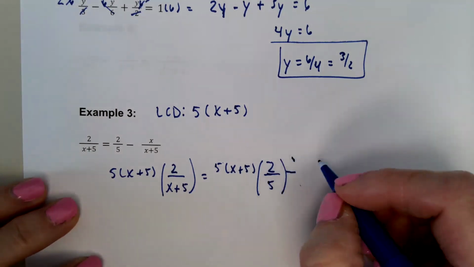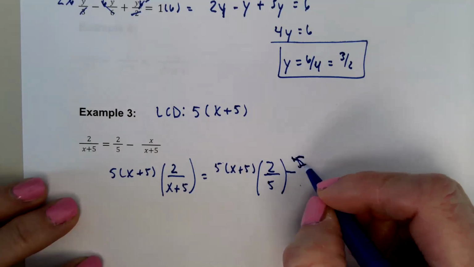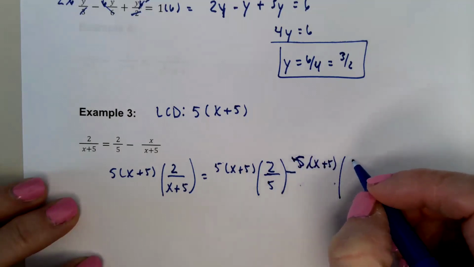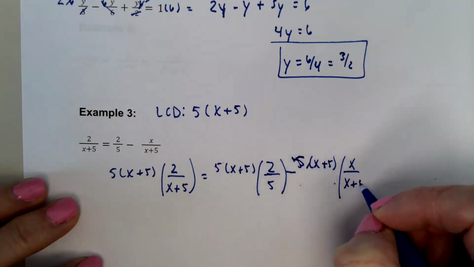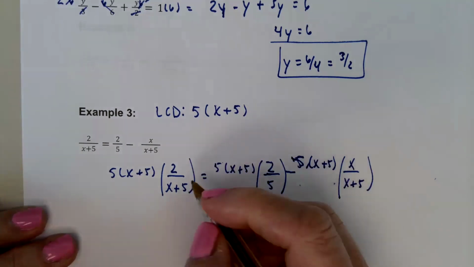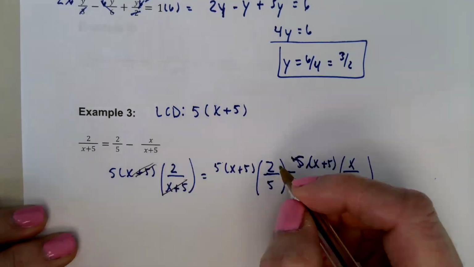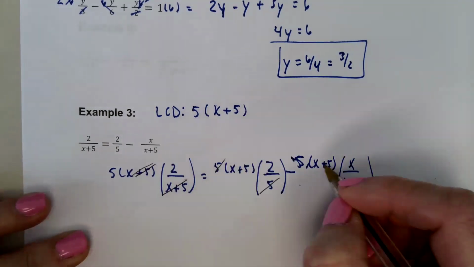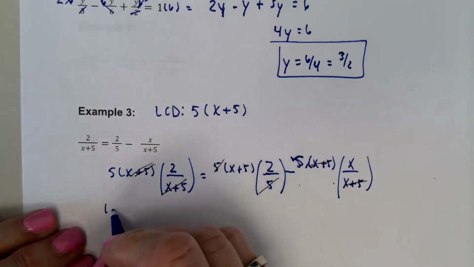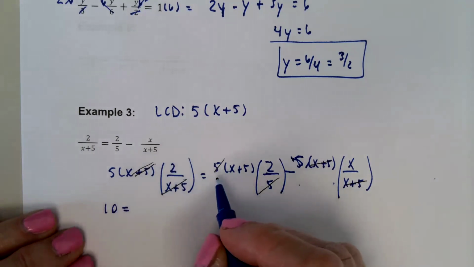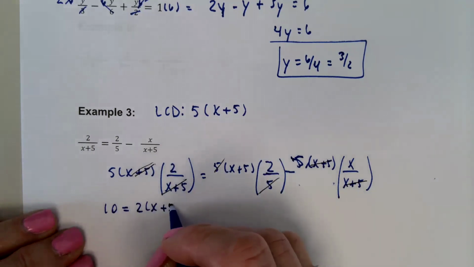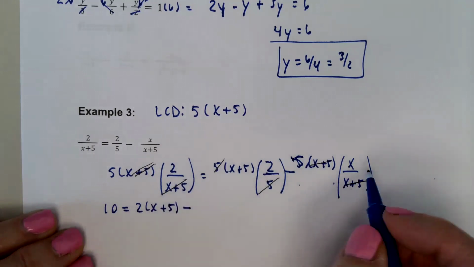So minus 5 times x plus 5 times x over x plus 5. Okay. So the x plus 5 cancels there, the 5 cancels there, and the x plus 5 cancels there. So we're left with 5 times 2 is 10 equals 2 times x plus 5 minus 5x.